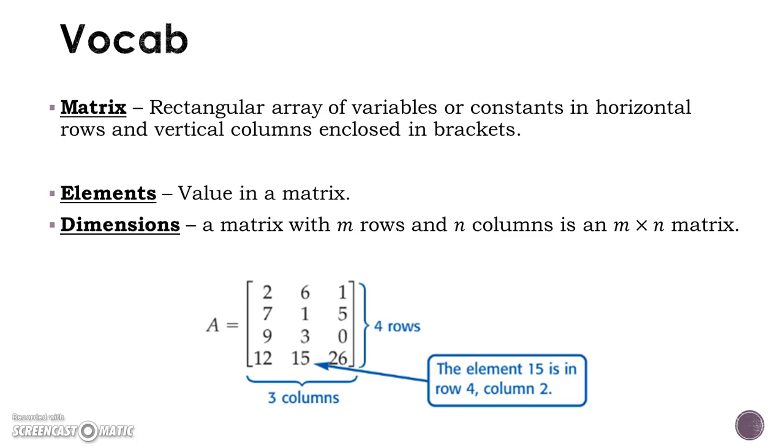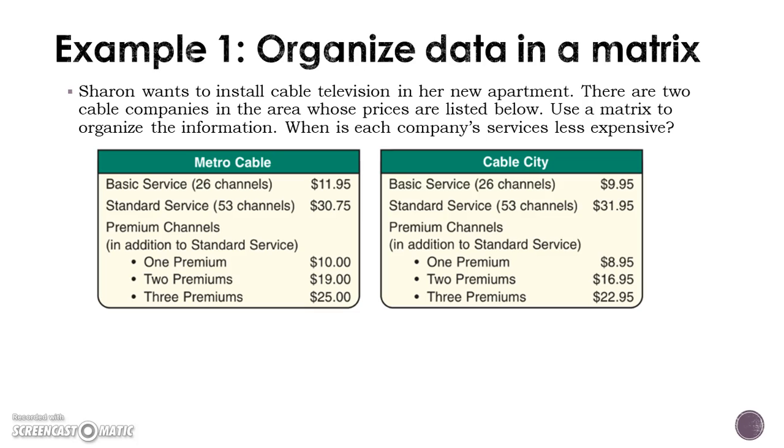So here's an example of a matrix. We've got the brackets, we've got 4 rows, we've got 3 columns. The element 15, the number 15, is in row 4, column 2, and it is a 4 by 3 matrix. So that's the basic idea of a matrix. So let's look at creating a matrix.